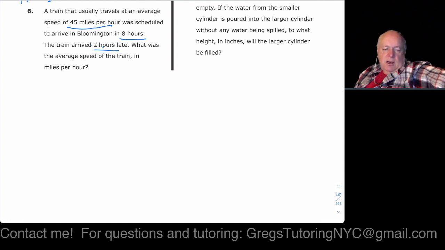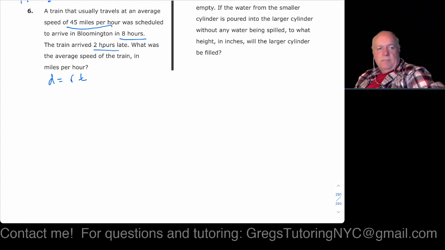And by the way, this one's a little unfair. It should say for its return, right? For return. It's not the average speed over the whole thing from when it left to come back. All right, so there's a slight problem there. You should all be familiar with distance equals rate times time. So what we want to do is use the 45 miles per hour and the 8 hours to find out how far the train traveled from Bloomington to wherever the destination was.